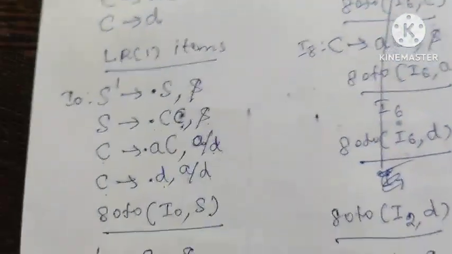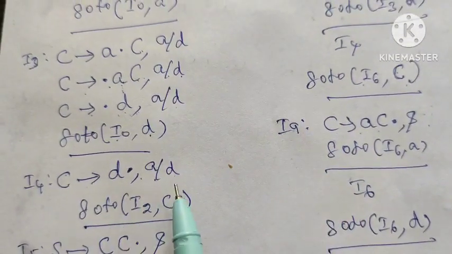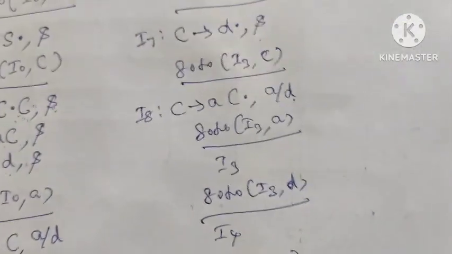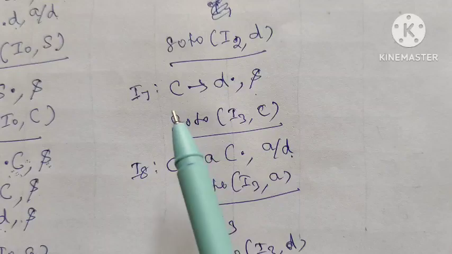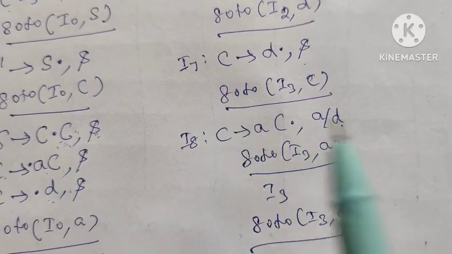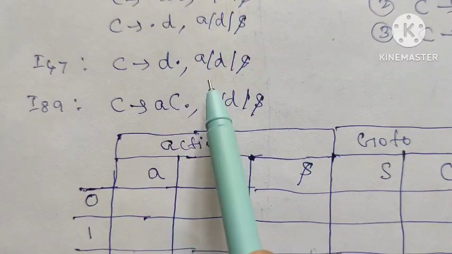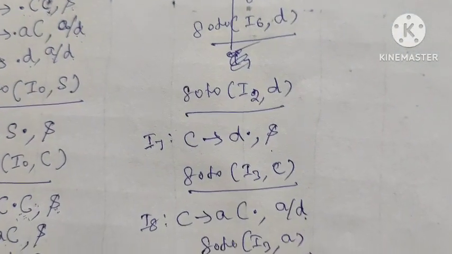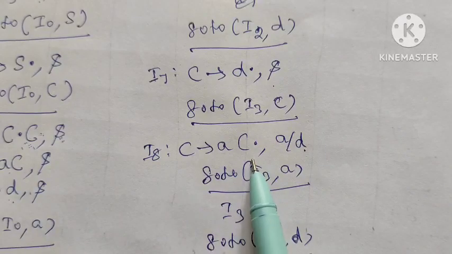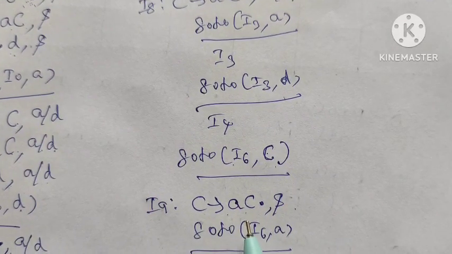Now when we go to I4, we can see that C → D dot, A/D, and when we go to I7, we can see that C → D dot, $. Only the lookahead symbol changes, so we are merging I4 and I7. When we merge I4 and I7, it will be C → D dot, A/D/$, merging the lookahead symbol. Once again, we look at I8: we have C → AC dot, with A/D as the lookahead symbol, and when you go to I9 we see the same production, C → AC dot, $. So we are merging 8 and 9.